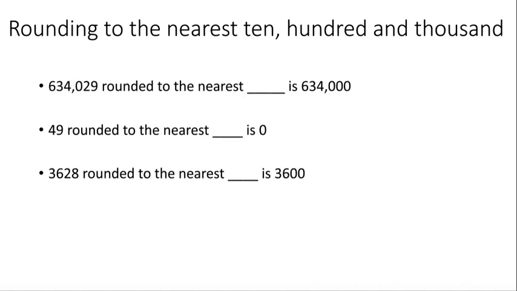And then in session 2, we were figuring out what numbers had been rounded to. And so we've got 634,029 rounded to the nearest what is 634,000. And then we've got 49 rounded to the nearest what is 0. So has it been rounded to the nearest 10, 100 or 1,000? Write your answer down.